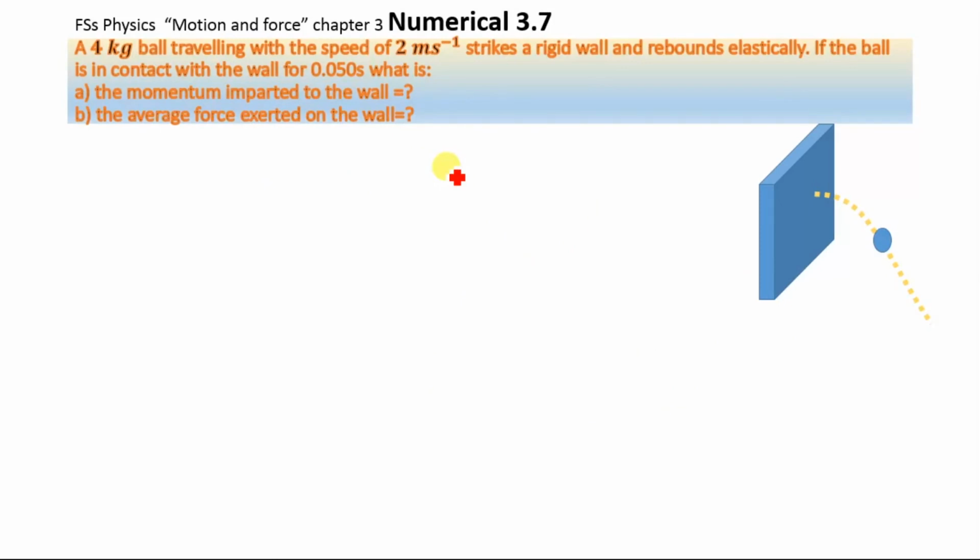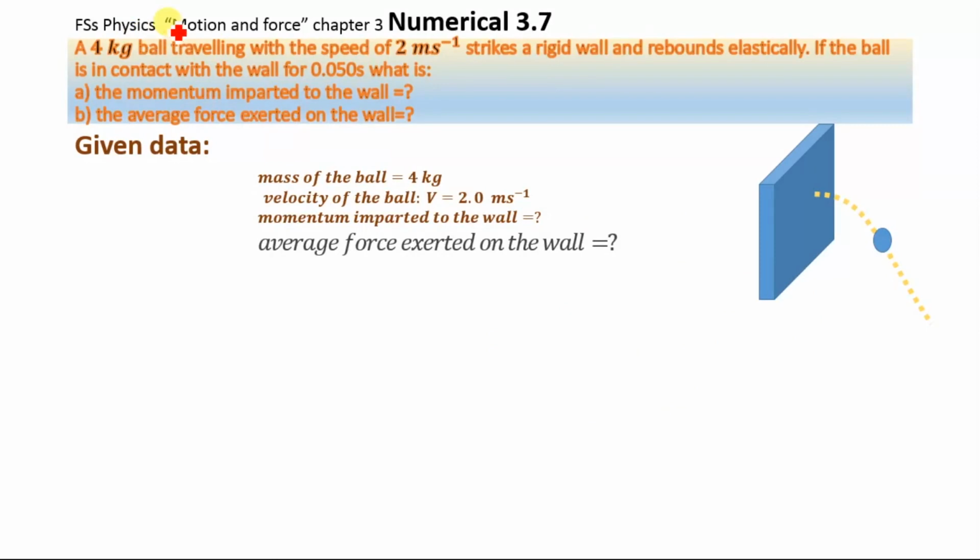This is numerical number 7, and the statement of this numerical is: a 4 kilogram ball traveling with the speed of 2 meter per second. We have this ball and this ball is traveling with a speed of 2.0 meter per second. Mass of the ball is given as 4 kilogram. This ball strikes the wall and rebounds elastically.